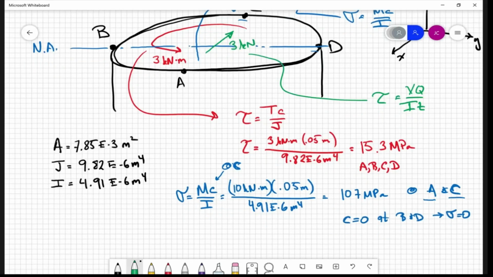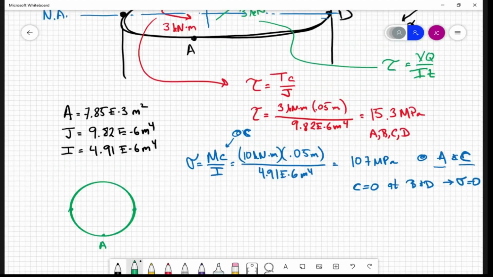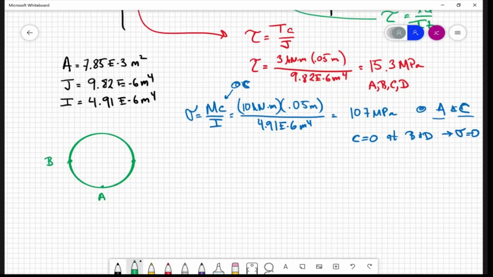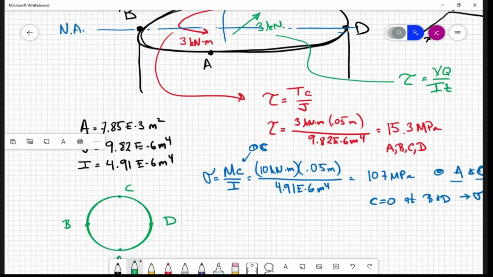So let's draw it. Here is the circle, right? And here are A, B, C, and D. So this is B, this is C, and this is D. And we have the 3 kilonewton force acting up this way, right?